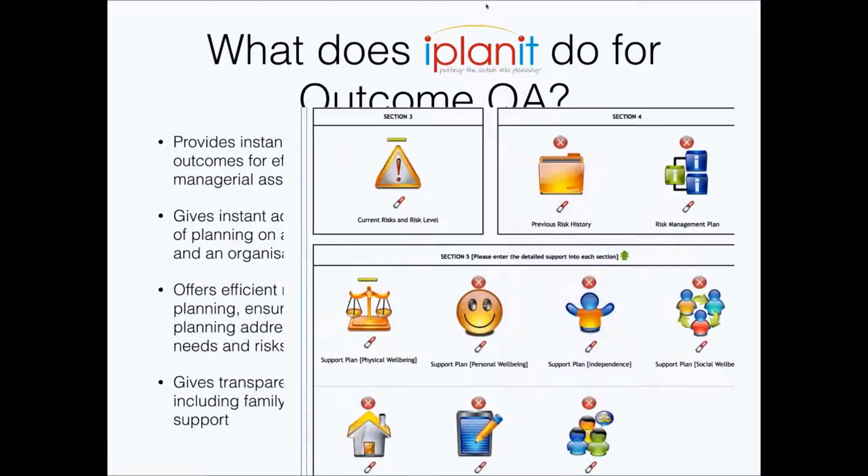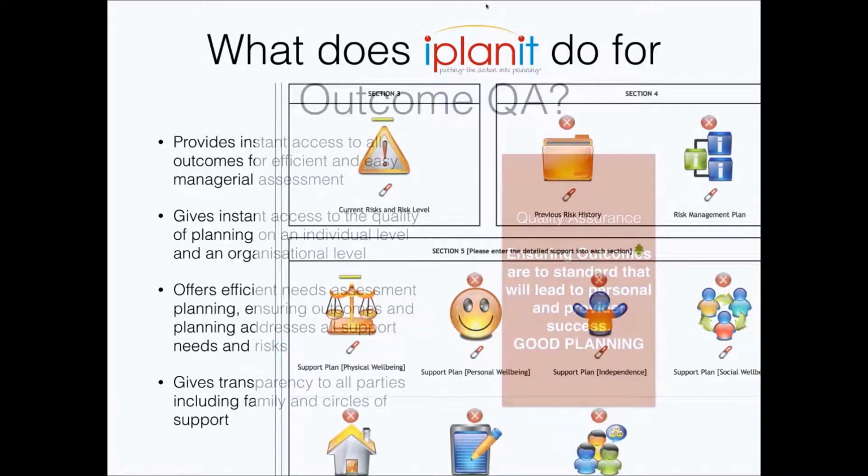You can access plans on an individual, but also on an aggregate level. If you see these red X's, these are sections of the plan that aren't filled in. You can go in and check that those plans are going to be filled in, check the quality of those plans, and make sure the planning side of things and the outcome setting is going well.